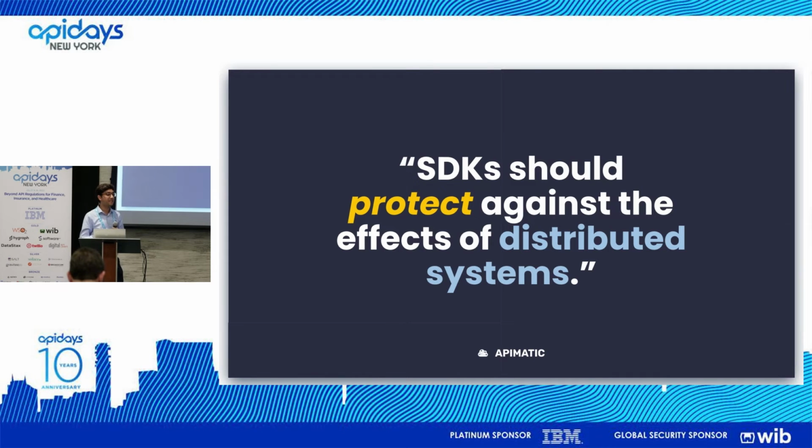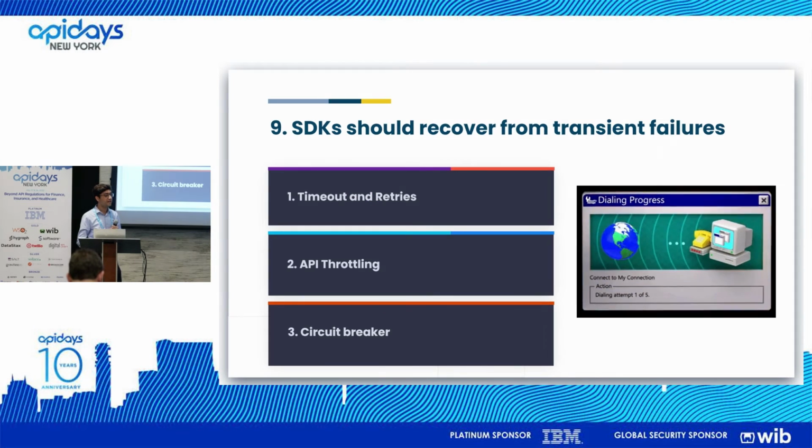SDK should also protect against the effects of distributed systems. That means that every time there is a transient failure, you should have code built into the SDK to protect the application from crashing. So if an API hangs or there is no response for 10 minutes, the application shouldn't have to wait for 10 minutes. You should time out as early as possible in a safe way. And if API calls can be retried safely, you should also have that built transparently into the SDK so that any API call that fails is retried without the API user having to worry about that.